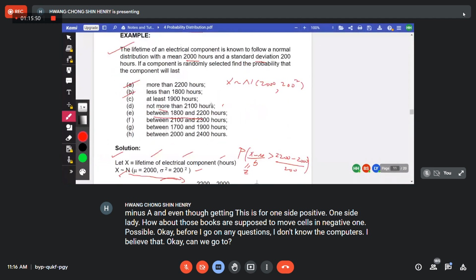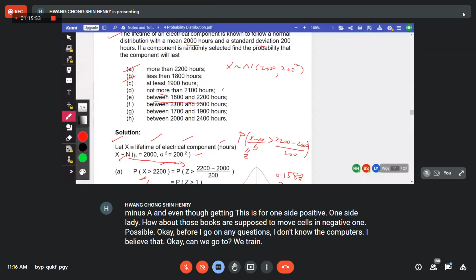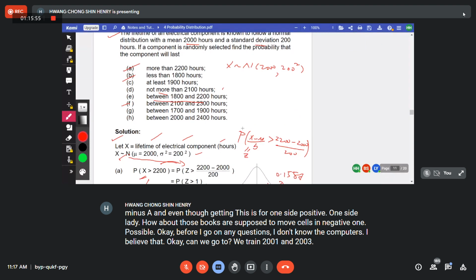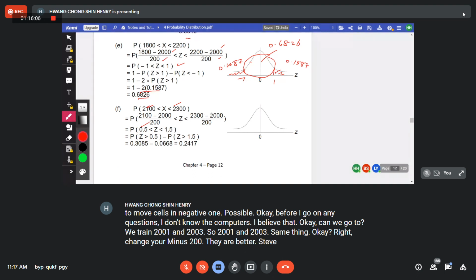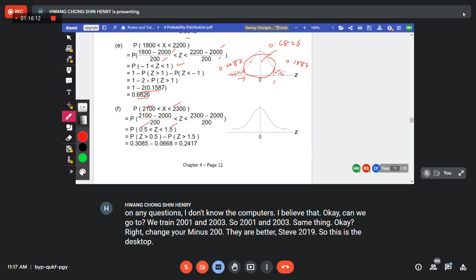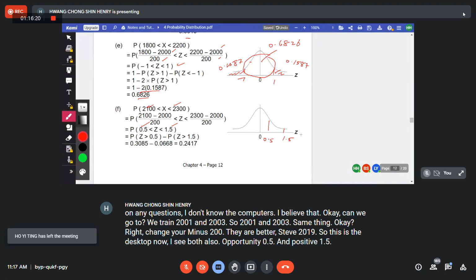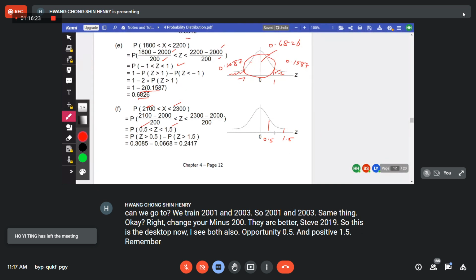Okay, can we go to between 2001 and 2003? Same thing, left and right, change to Z. 2001 minus 2000 divided by 200 is 0.5 positive, 2003 minus 2000 divided by 200 is 1.5. So this is your Z score. Now I see both are positive, 0.5 and positive 1.5. Remember, the bigger value means to the right, like your x-axis: 1, 2, 3, 4, 5.